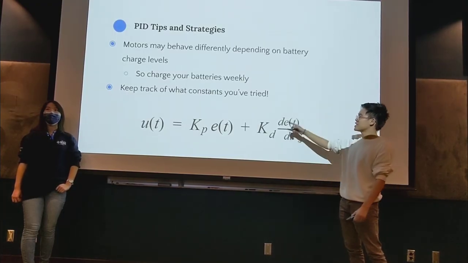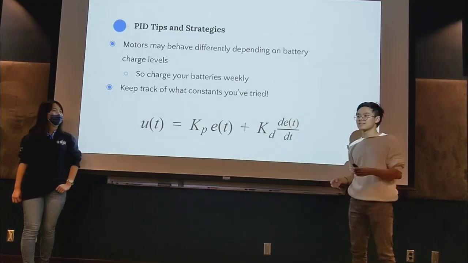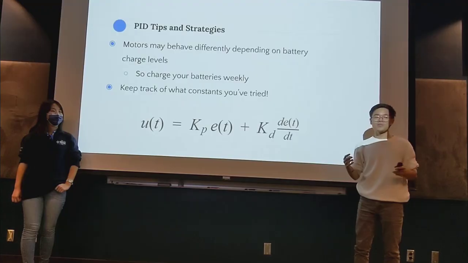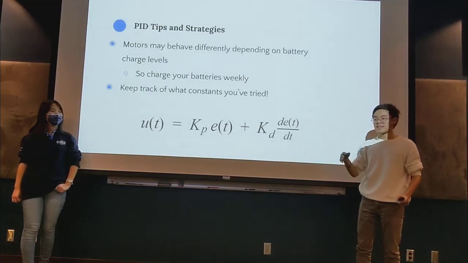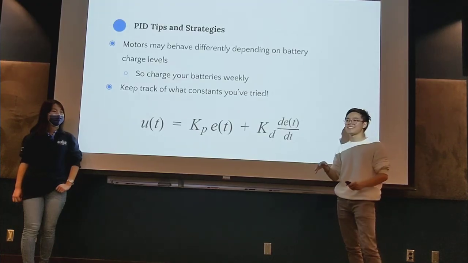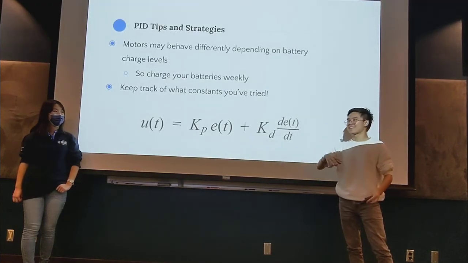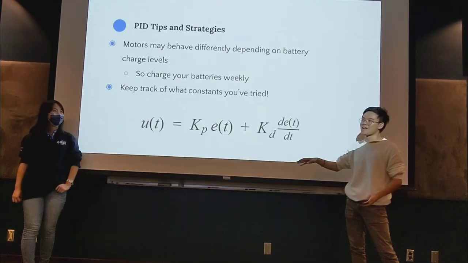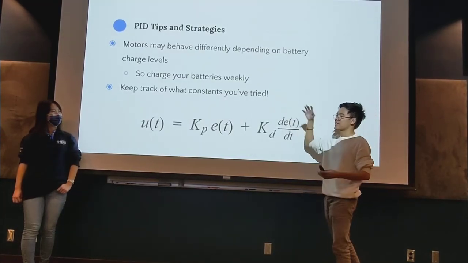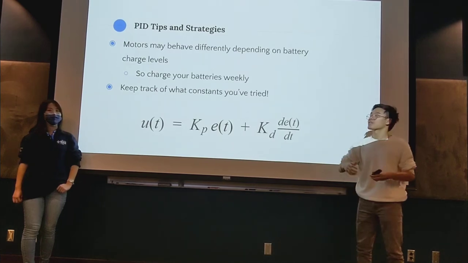And then also keep track of what constants you've tried. This will be your KD and your KP, because you could say, oh, I have these constants and they seem to work pretty well, but I'm going to try these other constants, and then you try those other ones, and it just works terribly. But then you already forgot what your original constants were, so you just want to keep track of which constants work and how well they worked.